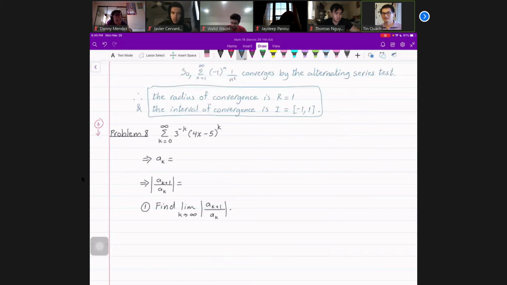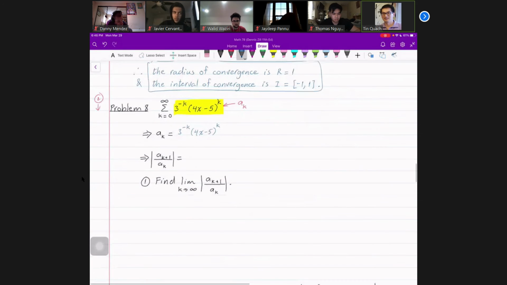So from here we don't have n, we have k, right? So a sub k is everything here. So a sub k is 3 to the -k. Okay, so you can write a sub k plus 1. So you just replace k with k plus 1.